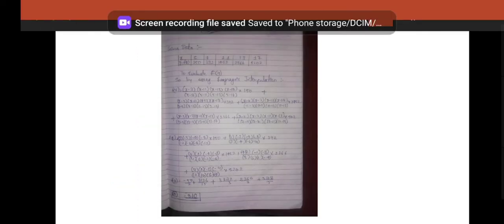Your question for Lagrange's interpolation method: suppose you're given data x = 5, 7, 11, 13, 17 and the corresponding values are 150, 392, 1452, 2336 and 5202. So we have to calculate the value of f of 9. You can see here that this is an unequal interval, so you use Lagrange's interpolation method.